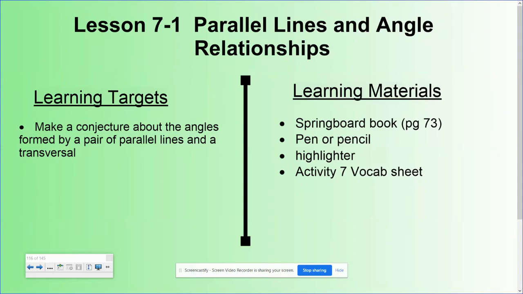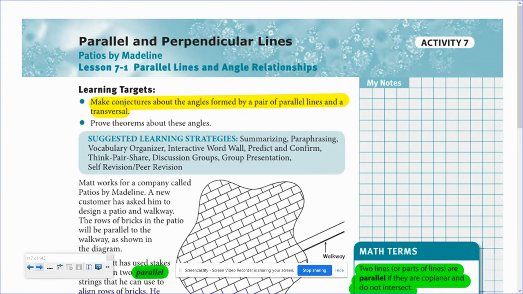So today we're going to be doing lesson 7-1, which talks about parallel lines and angle relationships. Make sure you have your Springboard book open. We are on page 73, something to write with. And it also will probably be very helpful if you have your Activity 7 vocab sheet handy, because you are going to be getting tons of new vocab today. So let's go ahead and get started.